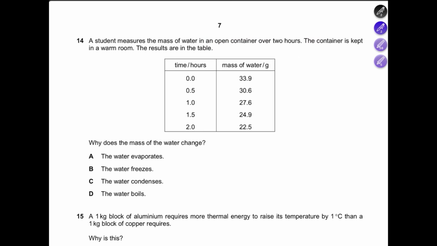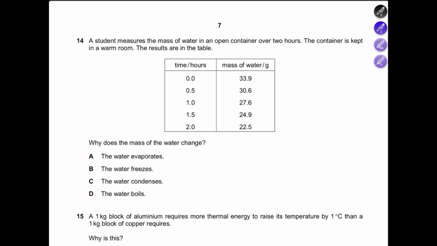Okay, so the container is kept in a warm room. The results are in the table. So the mass of water initially was 33.9, and after 2 hours, it reduced to 22.5. Why does the mass of water change? The water evaporates, freezes, condenses, boils. Obviously, this is kept in a warm room, so it could either be A or D.